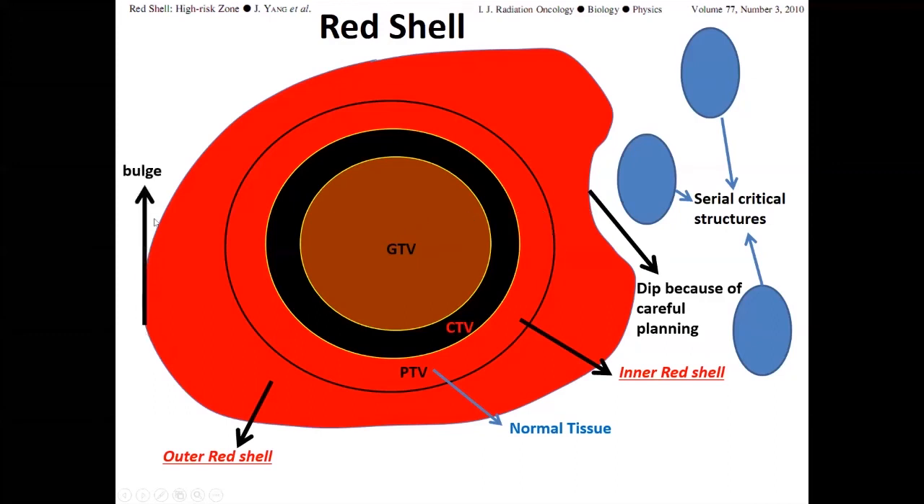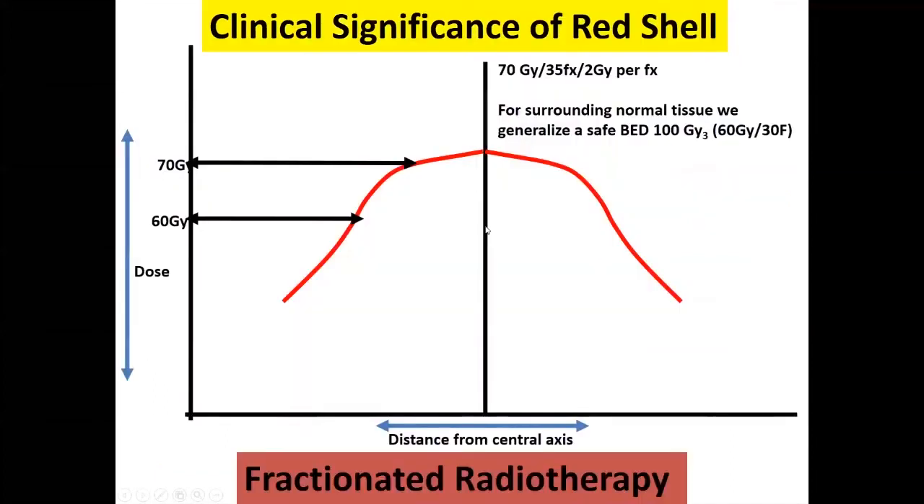So this is the concept of red shell. Now we will understand how this red shell affects the two types of radiation delivery, that is fractionated radiotherapy and non-fractionated radiotherapy. First, let us see how this red shell affects the fractionated radiotherapy. Now, fractionated radiotherapy, I have taken a typical example of 70 gray, 35 fraction, 2 gray per fraction.